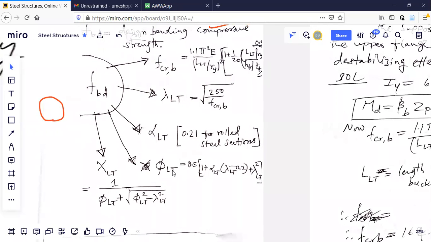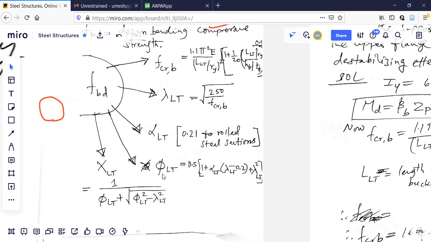Next, phi LT. See this. Phi LT has got alpha LT inside in the formula. Okay. That is why alpha LT and lambda LT both are there. This is alpha LT, this is lambda LT. Can you see this one? Are you able to see these numbers, whatever formula? Is it clearly seen on your mobile? Yes, sir. Yes, sir. Okay.